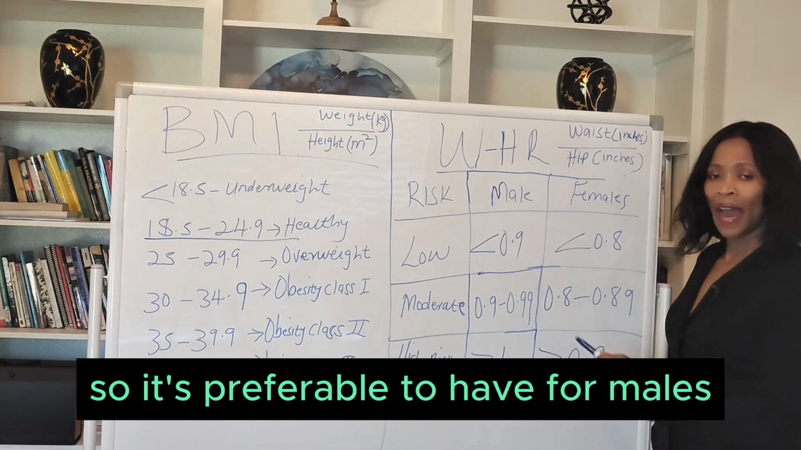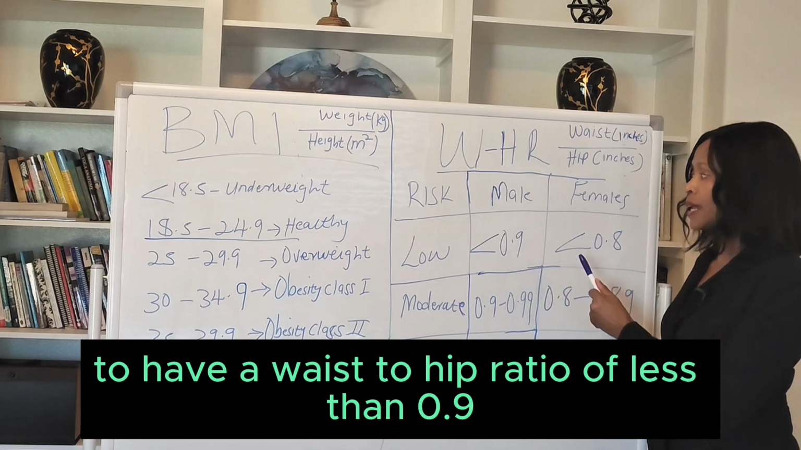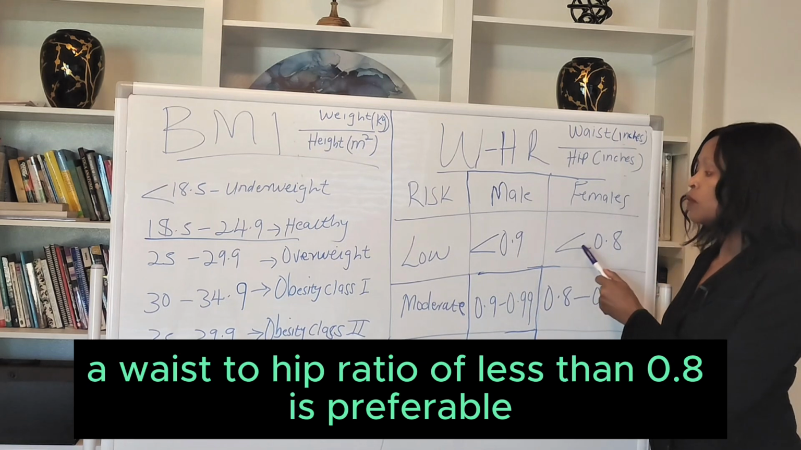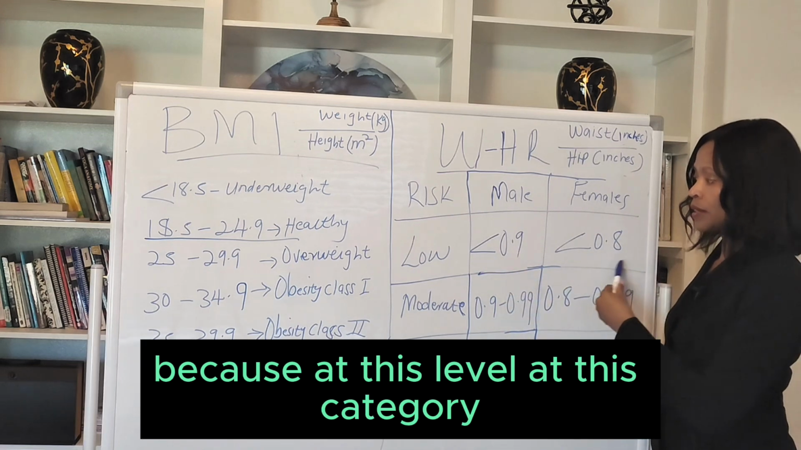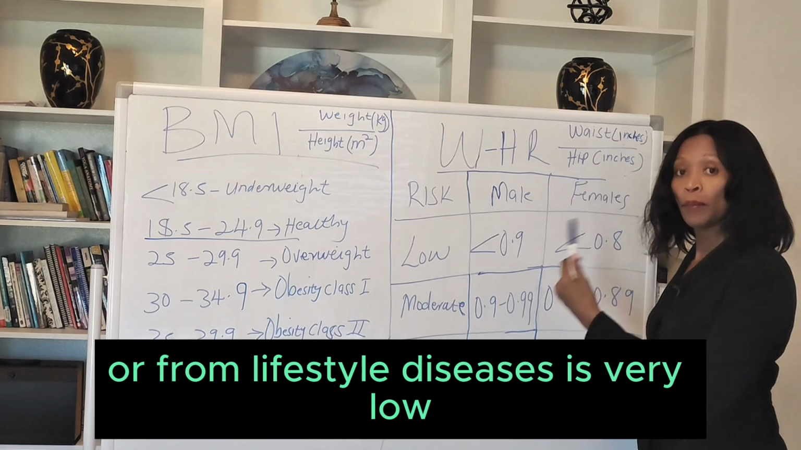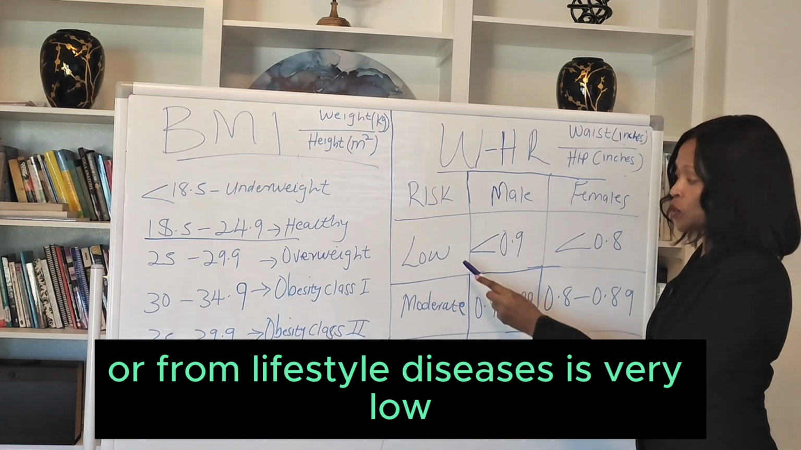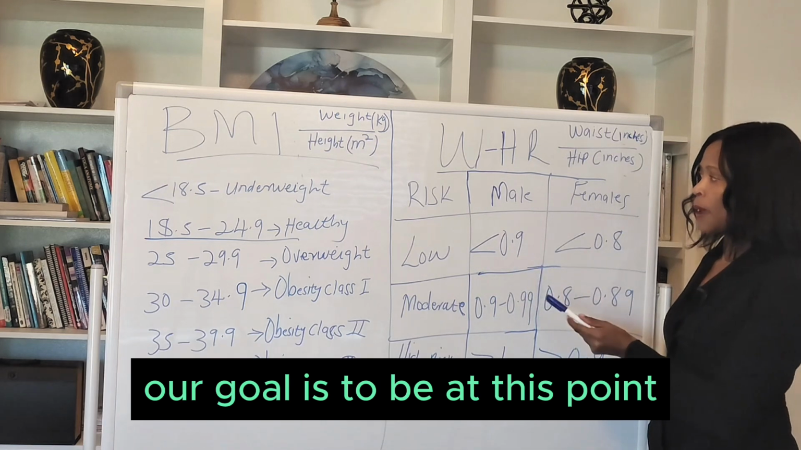It's preferable for males to have a waist to hip ratio of less than 0.9, and for females a waist to hip ratio of less than 0.8 is preferable, because at this category, your risk of health problems from lifestyle diseases is very low. So this is where we want to be. Our goal is to be at this point.